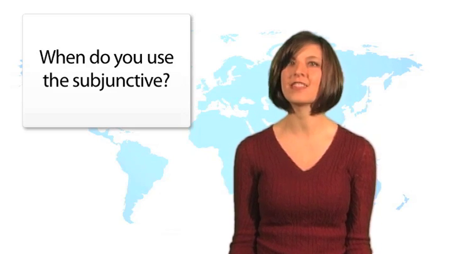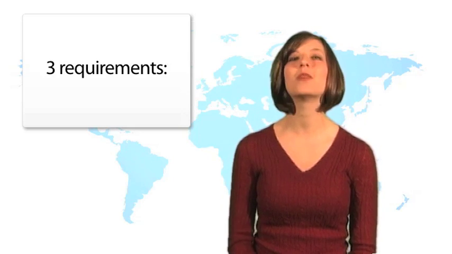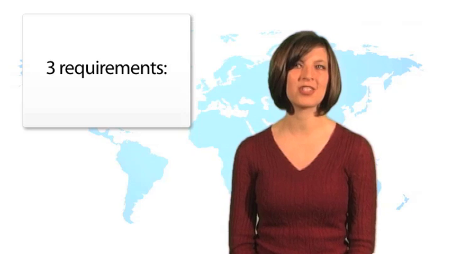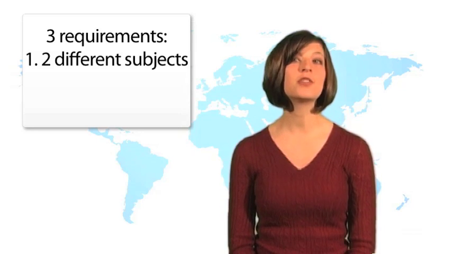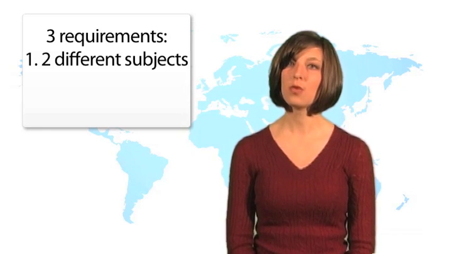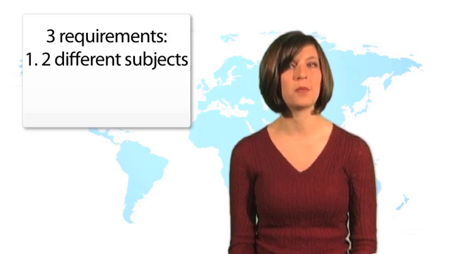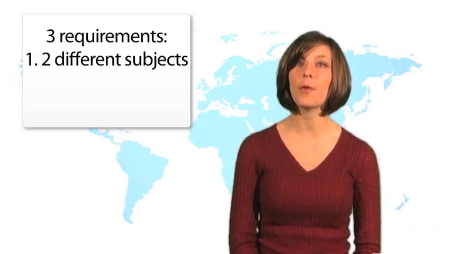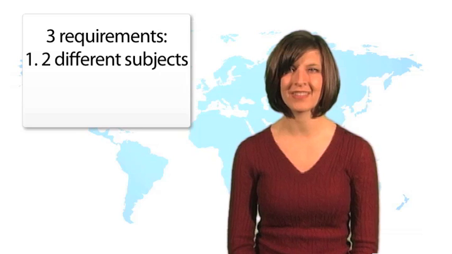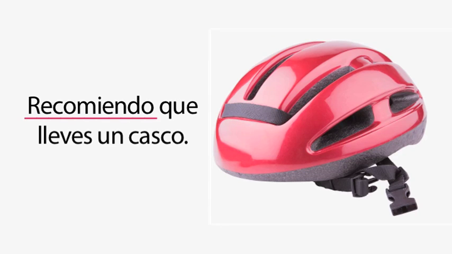So let's talk about the requirements for a subjunctive sentence. When do you use the subjunctive instead of the indicative? Well, there will be three main parts to each subjunctive sentence. There will be two different subjects, one in the main clause or independent clause, and one in the subordinate or dependent clause. Remember your recommendations? Recomiendo, I recommend, que lleves un casco, that you wear a helmet.